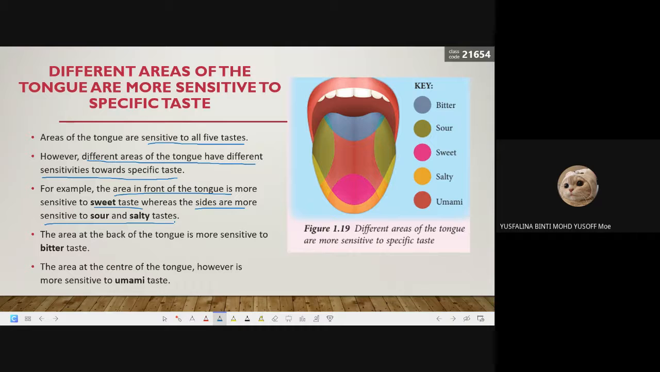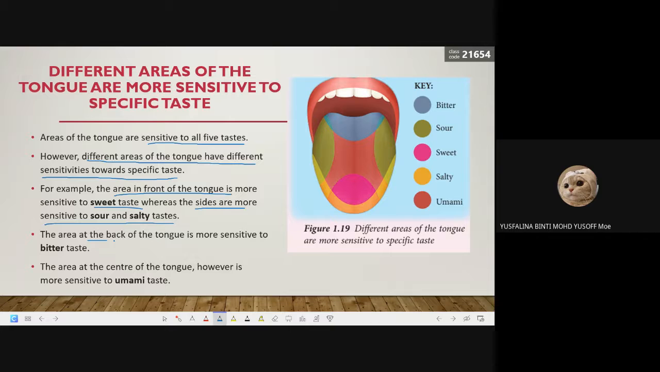So let's say you're taking a pill for medicine. Usually we put it at the back, right? Next time maybe you can put it in front, because if you put it at the back, of course you will detect the bitter taste. Usually the pills taste bitter. So you put it in front here, and it will make it less bitter, because every part of the tongue tastes a different taste.